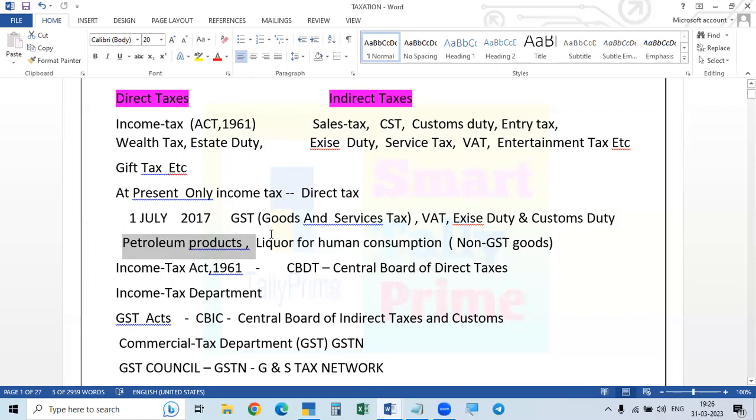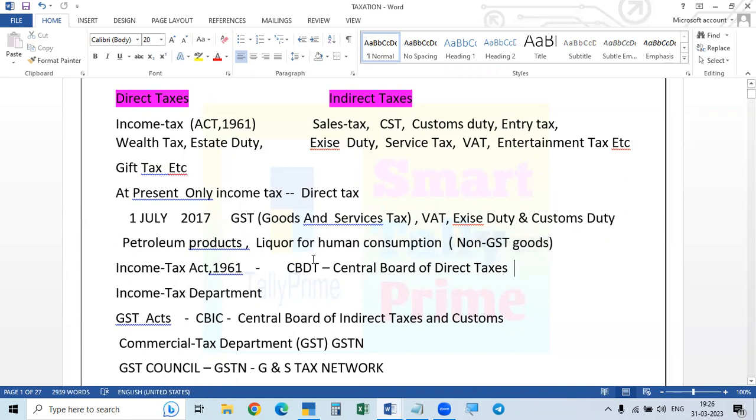Petroleum products are not brought into GST, as well as liquor for human consumption, like beer, brandy, whiskey. So for liquor for human consumption, the GST tax is not applicable. They are not brought under the GST. That is why petroleum products, that is diesel, petrol, lubricants, and liquor for human consumption are called non-GST goods, because GST is not levied.